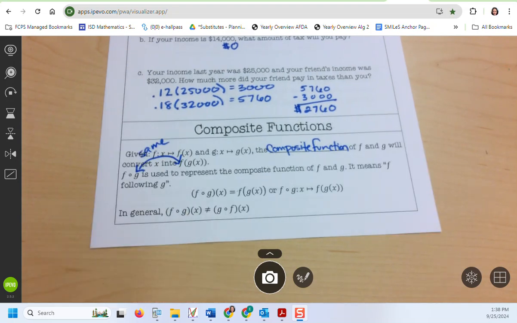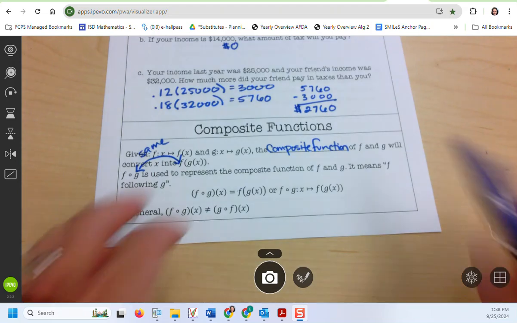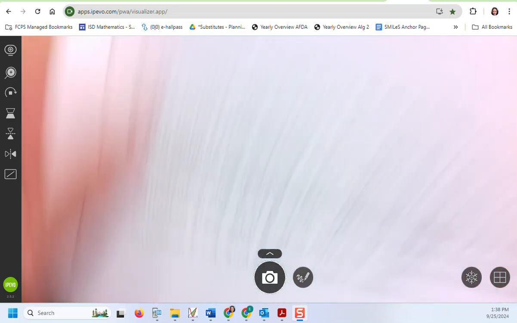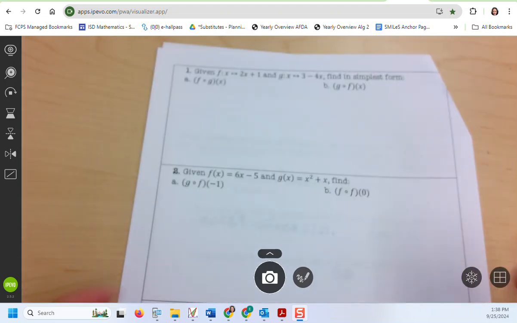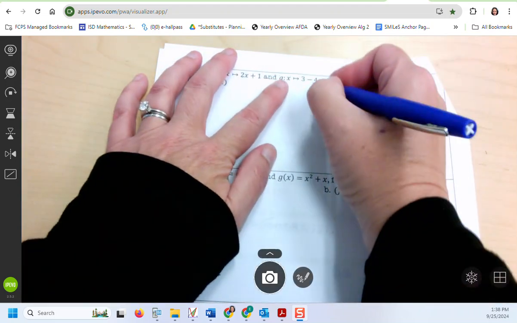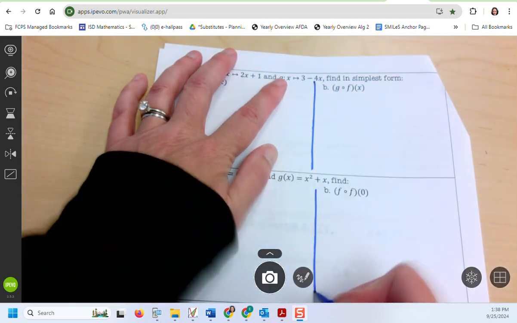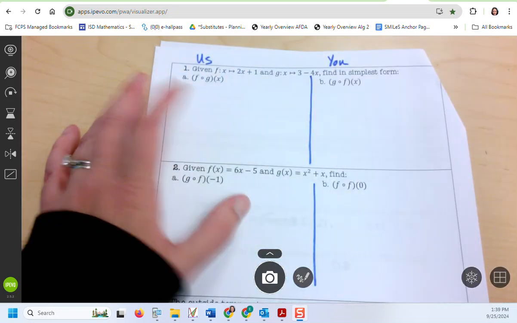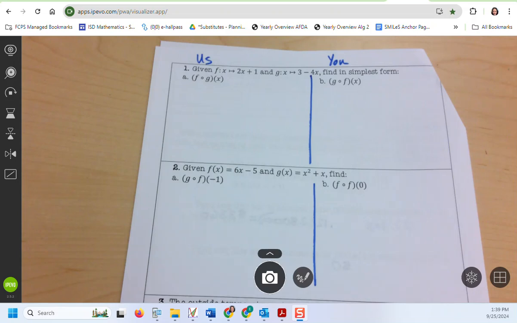All right, turn the page. We'll do one of these together, and then you guys will do one. Actually, I'll tell you what, we're going to do 1A and 2A together, and then you guys are going to do 1B and 2B. So, this one's us, and this one's you.